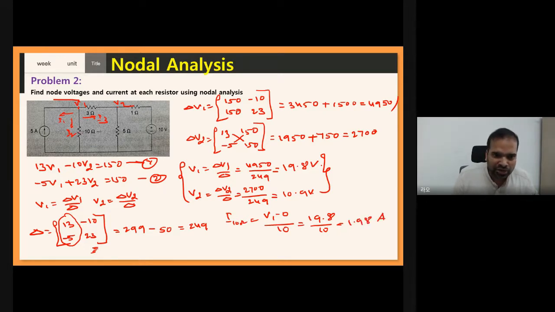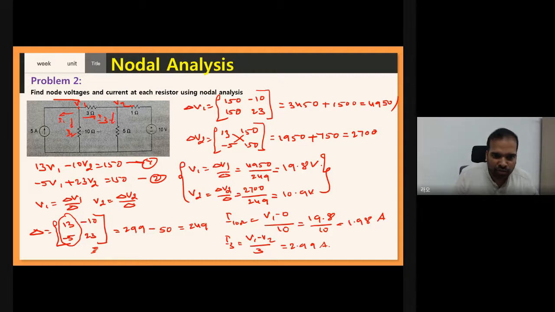So what is the I2 current at 10 ohm? 1.98. Now what is the I3 current? See here, in order to find I3, current at 3 ohm equals what? You can write V1 minus V2 by 3 ohm. Of course you will write minus 0, so it doesn't change anything, right? You already know the V1 and V2 values. If you substitute here, current at 3 ohm equals 2.99 ampere.